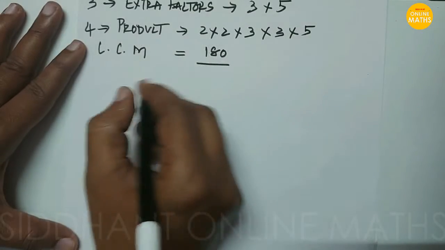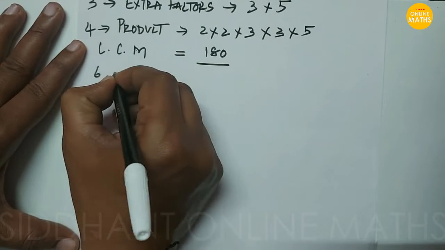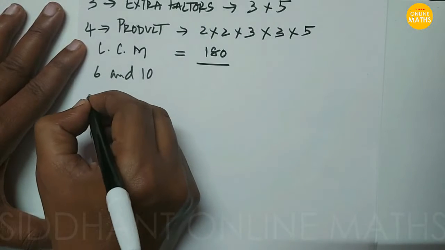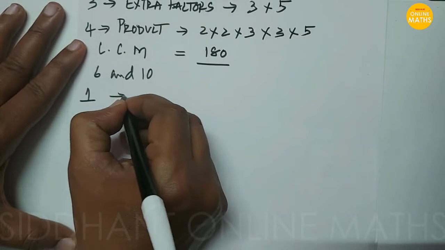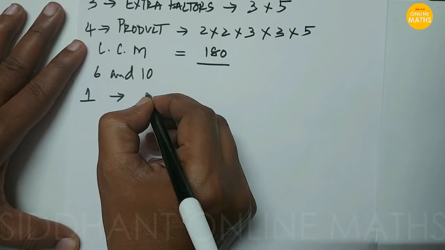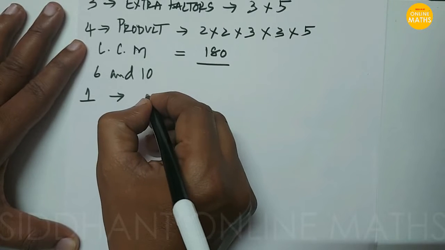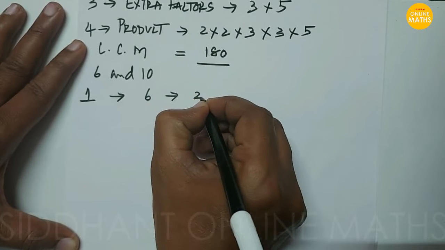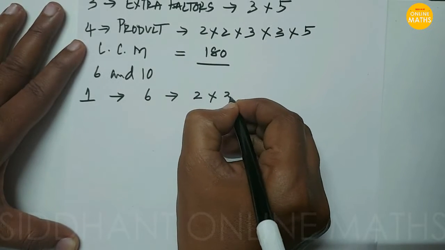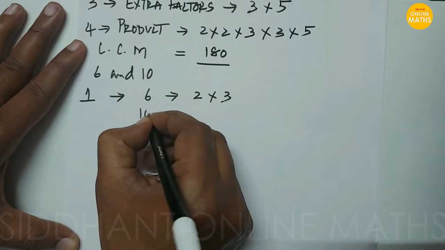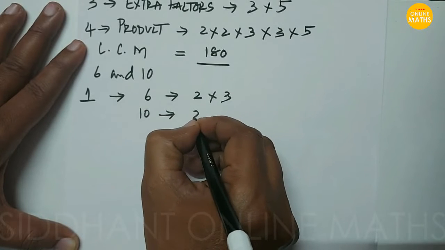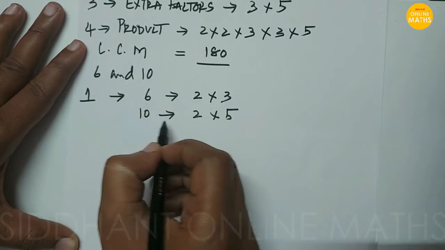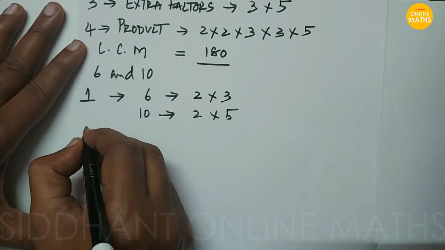So let's discuss another example, 6 and 10. In the first step we take the prime factorization of the given numbers. For 6, the prime factorization is 2 into 3. Next, for 10, that will be 2 into 5. So this is the prime factorization of the given numbers, which is the first step.